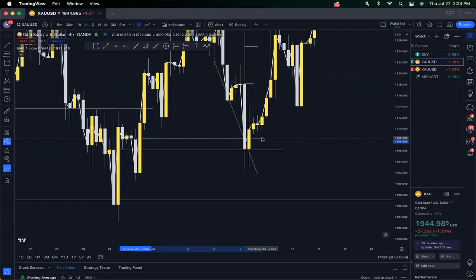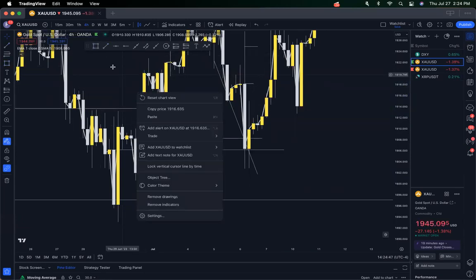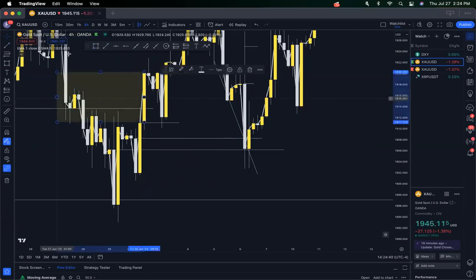This level and this level. This level is good because if you look, this push up caused a break, so it is significant. And then it gave us a nice little push up after the retest of it.